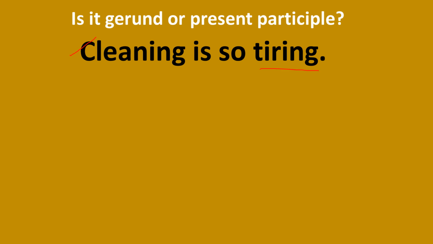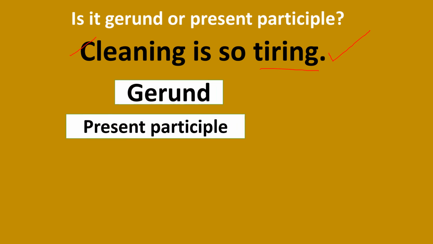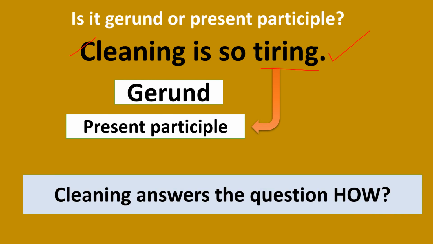Cleaning is so tiring. It answers the question how. How is cleaning? Cleaning is so tiring. So when it answers the question how, that is said to be present participle. So tiring is a gerund or present participle? It is present participle because it answers the question how.